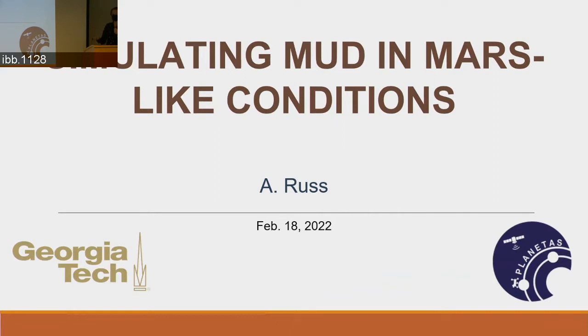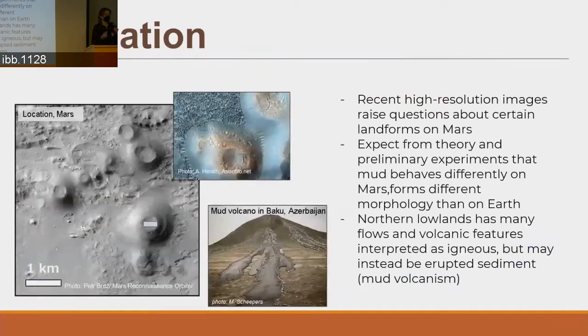Now, why do we care about mud on Mars? Well, a little bit of background information. Recently, we've been getting much higher resolution images of the Martian surface, and we have come to realize that what we thought were once volcanic features may actually be mud volcanism, because we have thought about the conditions on Mars and realized mud probably behaves a little bit differently in such a low pressure, low temperature, and low gravity environment. Specifically, mud behaves rather like lava flows on Earth do.